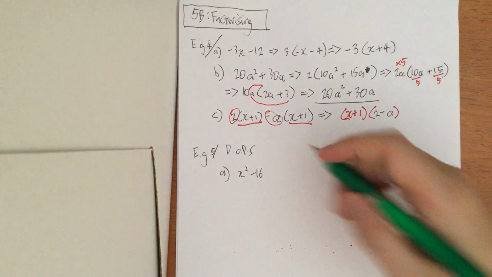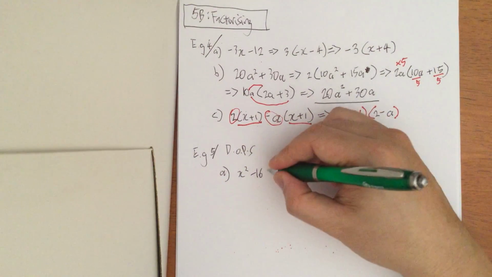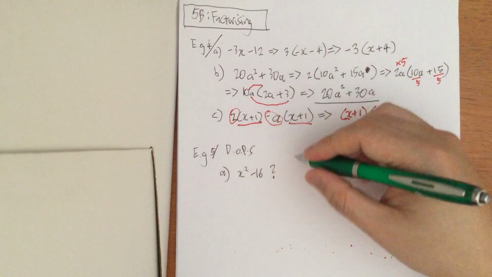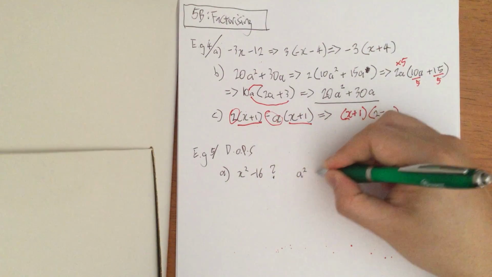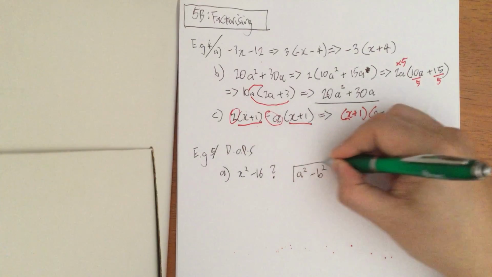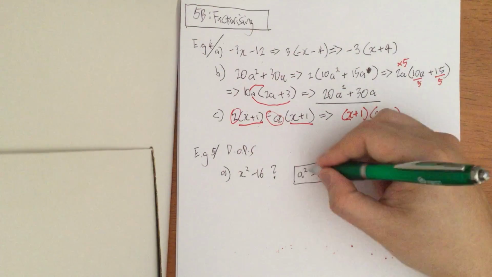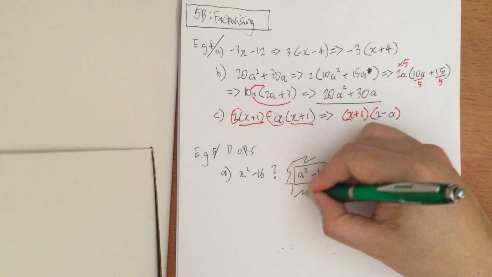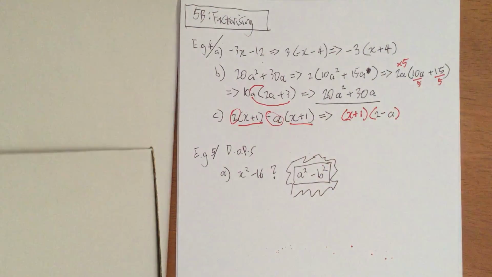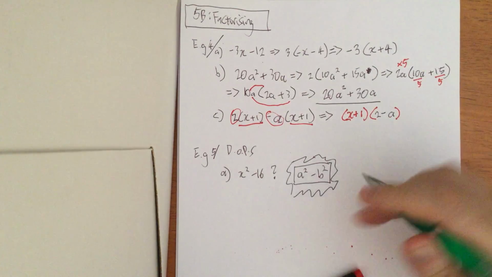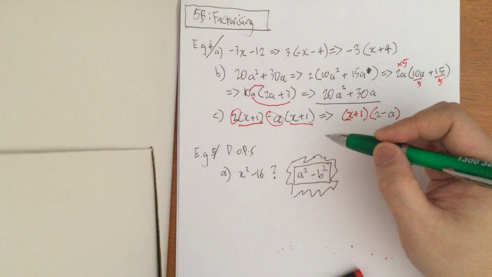Well, first of all, is this even a DOPS? The answer is yes. DOPS is anything that looks like this. DOPS must look like this. It must be a number squared minus another number squared, even if you cannot figure out what has been squared, okay? Well, x squared, okay?